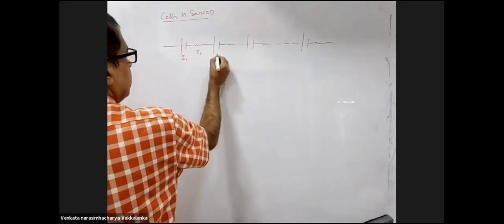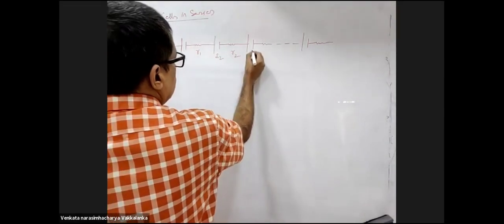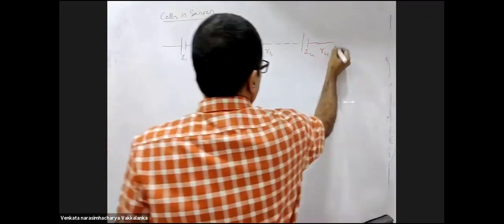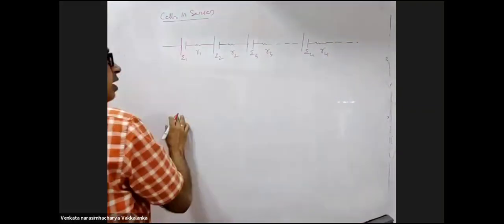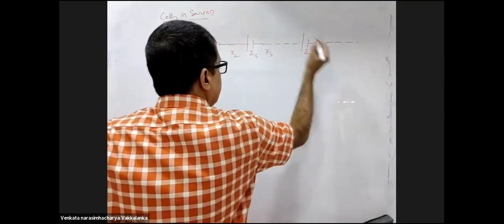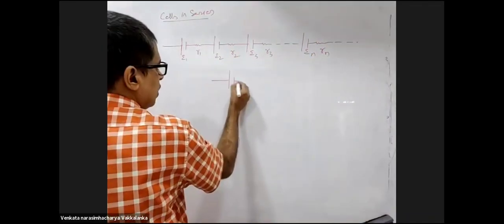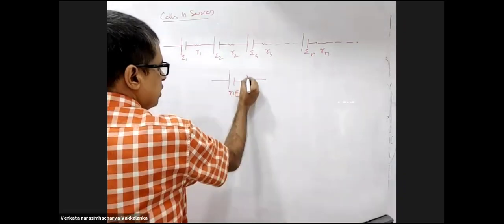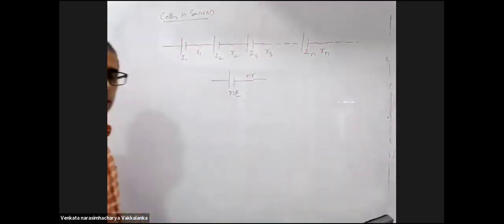This is E1, R1, E2, R2, E3, R3, E4, R4 up to EN, RN. If I were to replace this with one single battery, this will be N times E, N times R. No big deal.